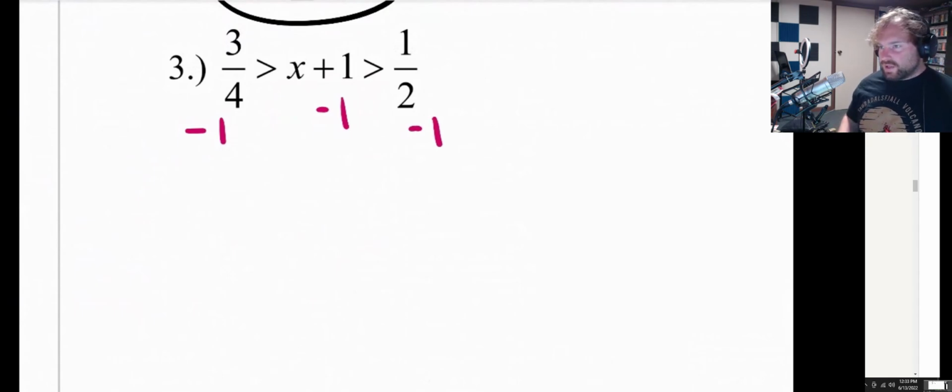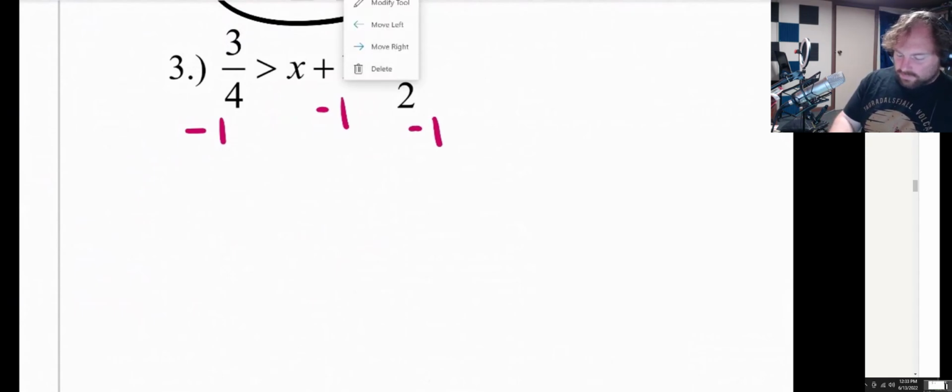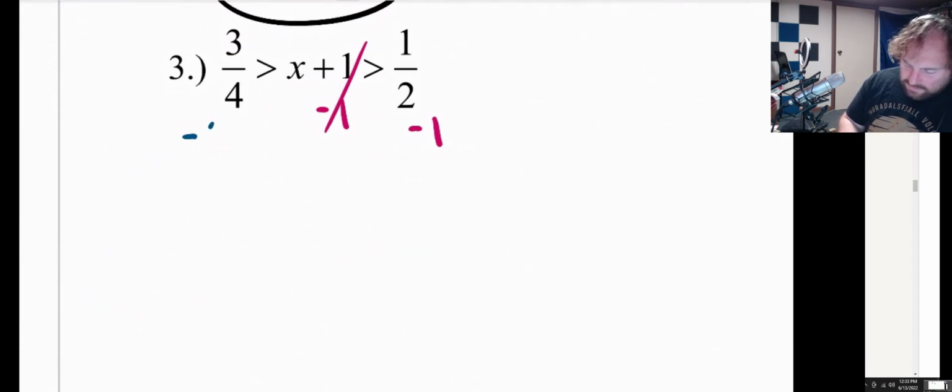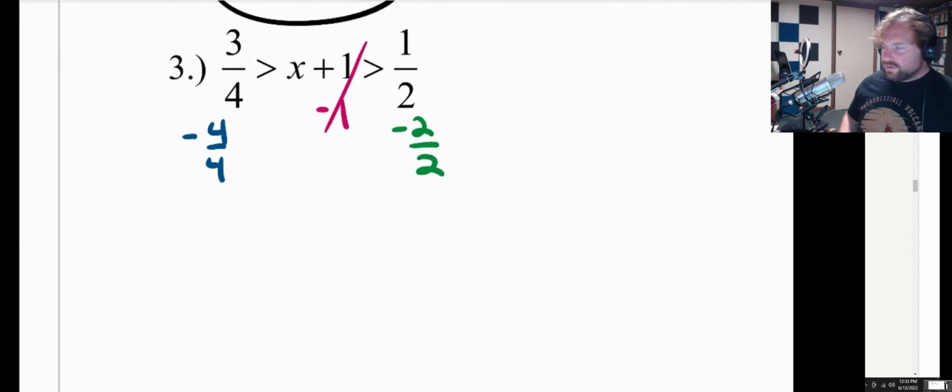So in order to get that x by itself, we're going to subtract 1 from it. 1 minus 1 is 0. Of course, I'm going to edit this a little bit, because subtracting 1 is kind of weird. How about we subtract 4/4? And, subtracting 1, why don't we subtract 2 halves? See, it's always a good idea when you're dealing with fractions, especially adding and subtracting fractions, to just go ahead and convert it to a fraction with the same denominator whenever possible.